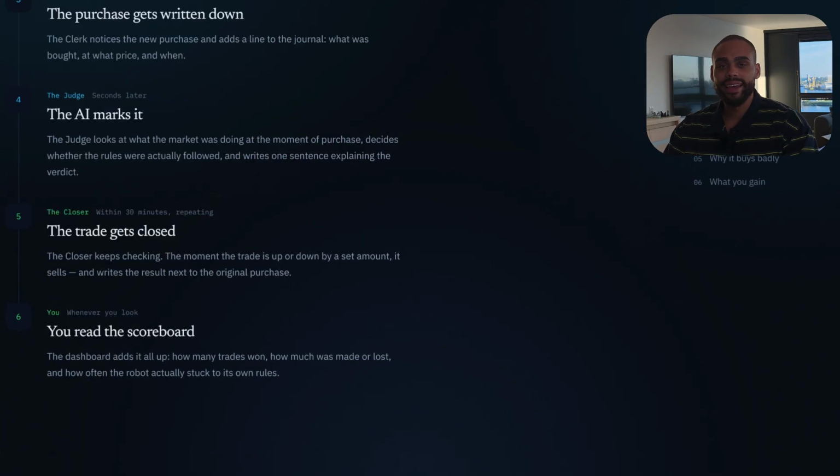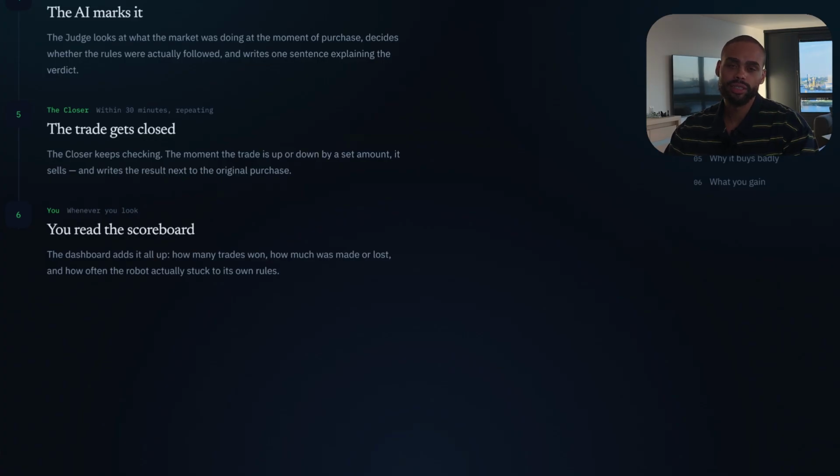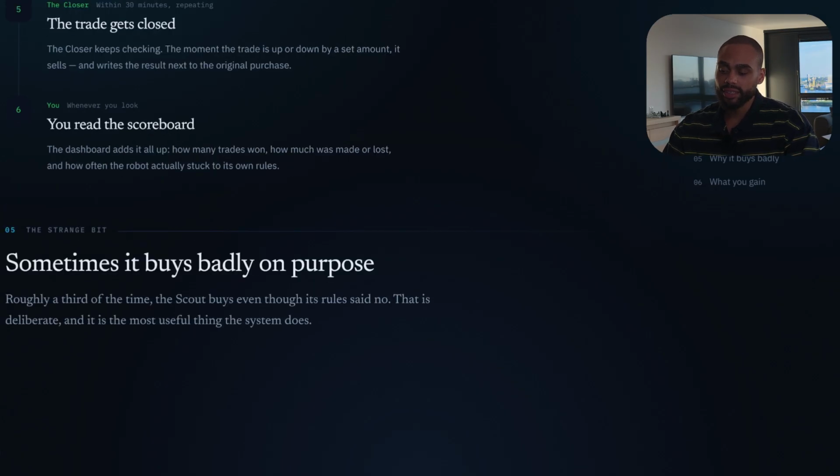After this, the AI is going to mark it valid or invalid and leave behind some feedback. Finally, the closer closes a trade if a certain threshold has been met. If not, the trade remains open. Finally, the only thing that you as the trader have to do is read the scoreboard and analyze the data and see if the trade setup you created actually works.